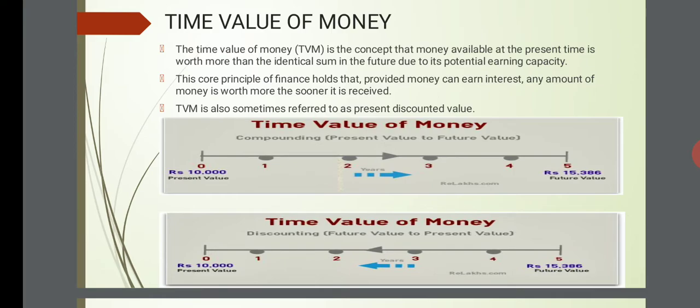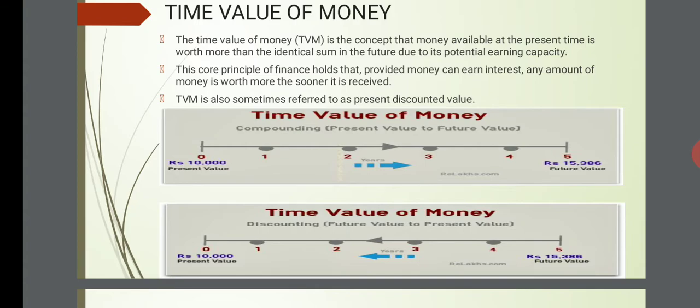If you look into these two diagrams, the time value of money has two concepts. Compounding is going from present value to future value. For example, if you deposit 10,000 rupees today, after 5 years you will get 15,386 rupees, which is the future value of the 10,000 rupees invested today.